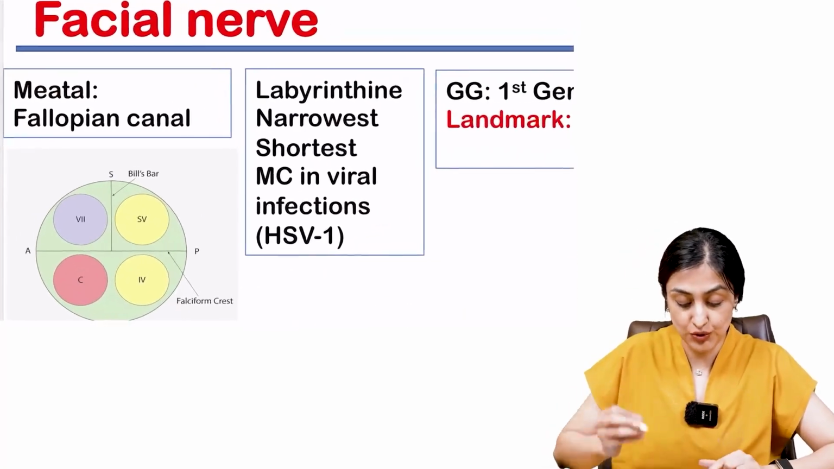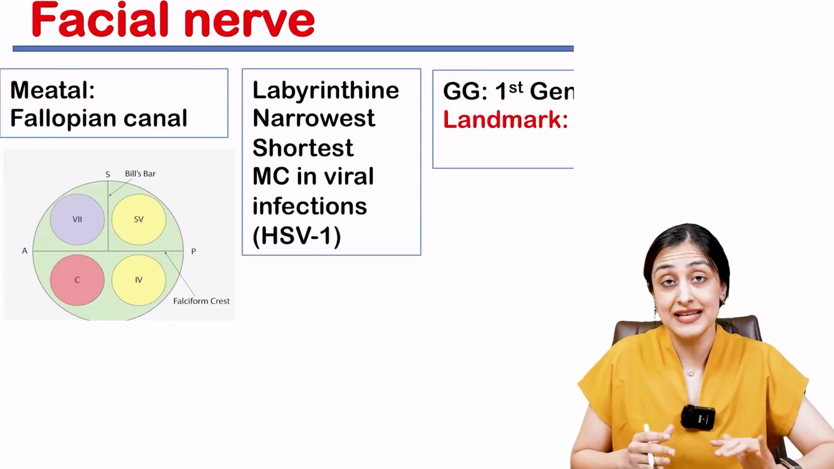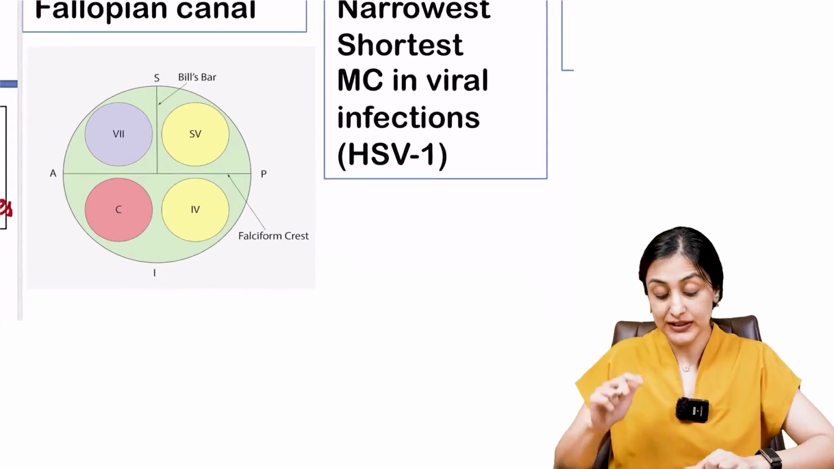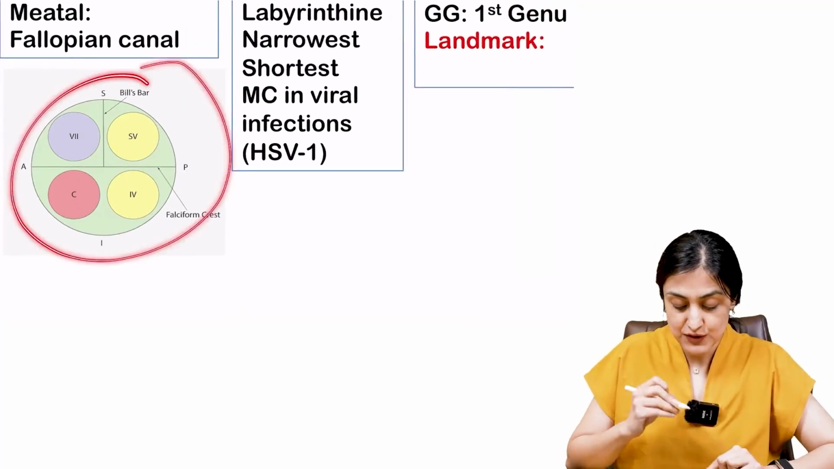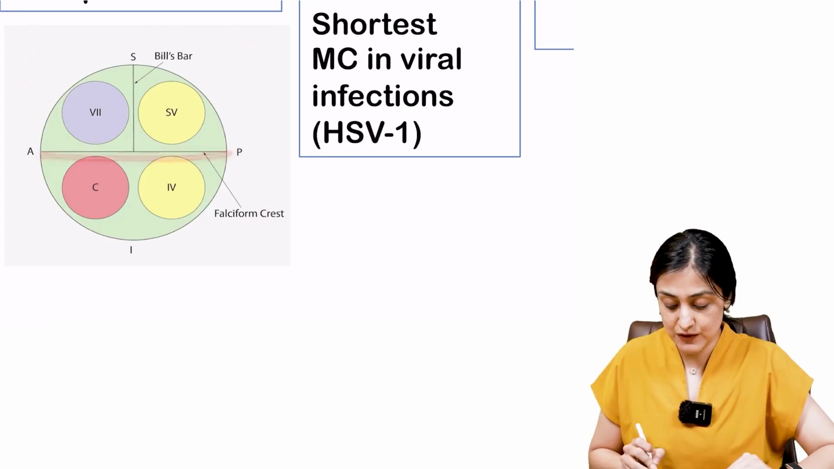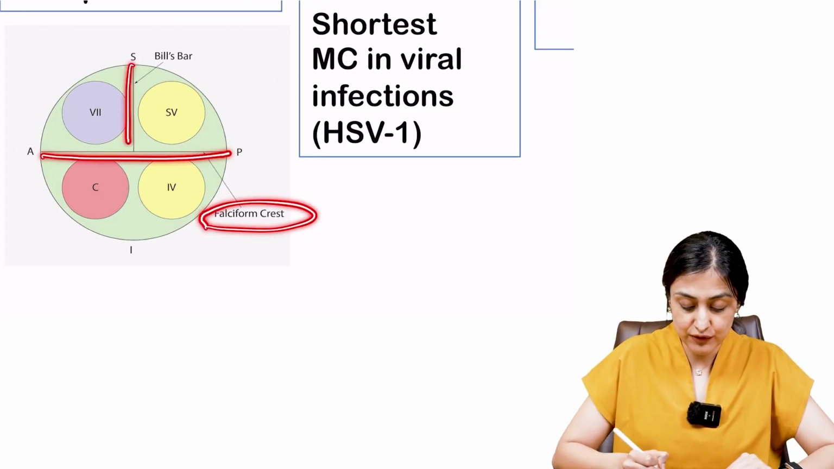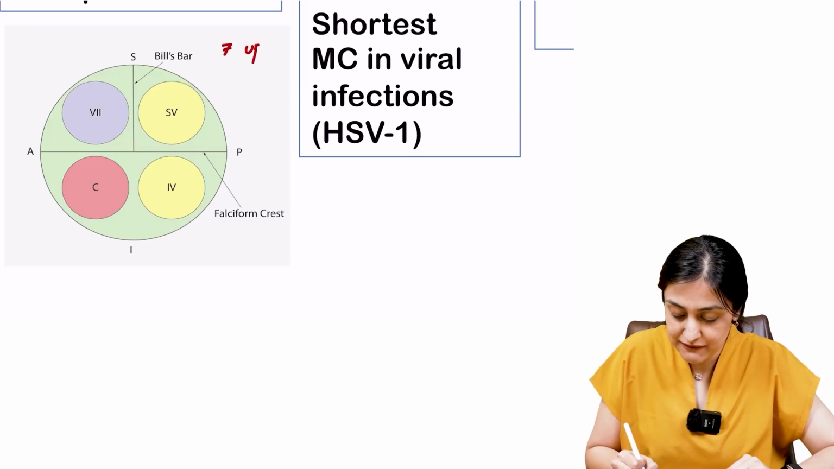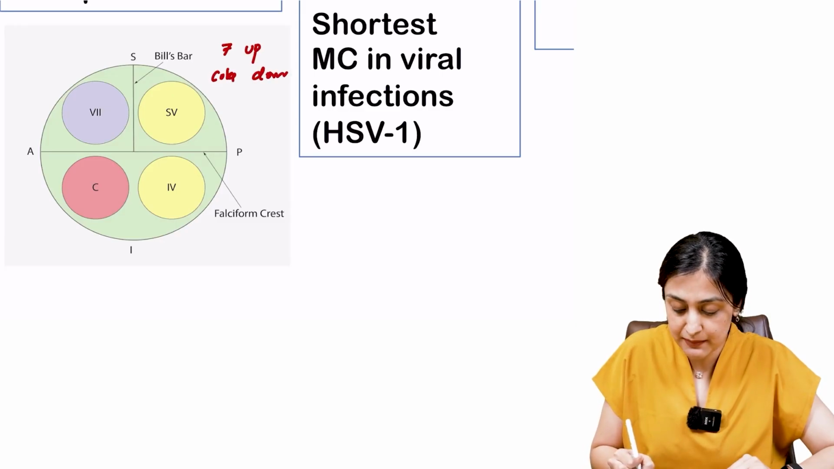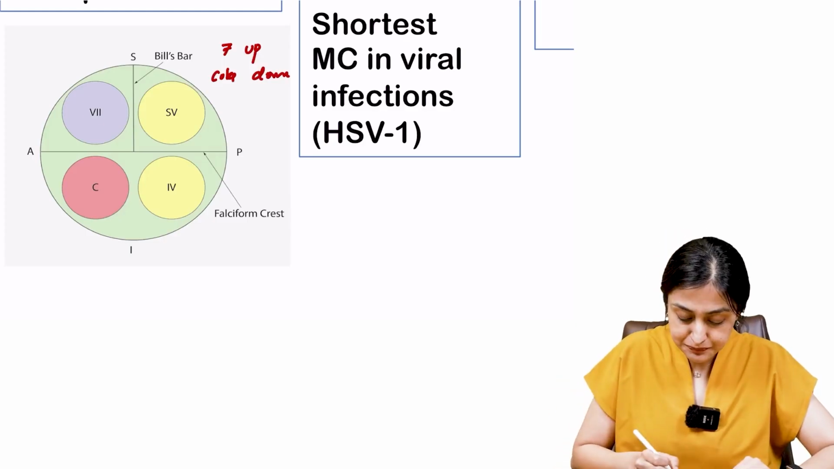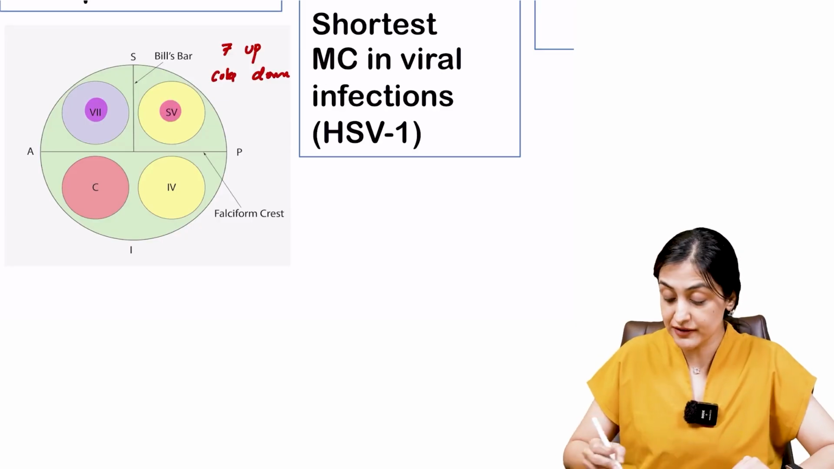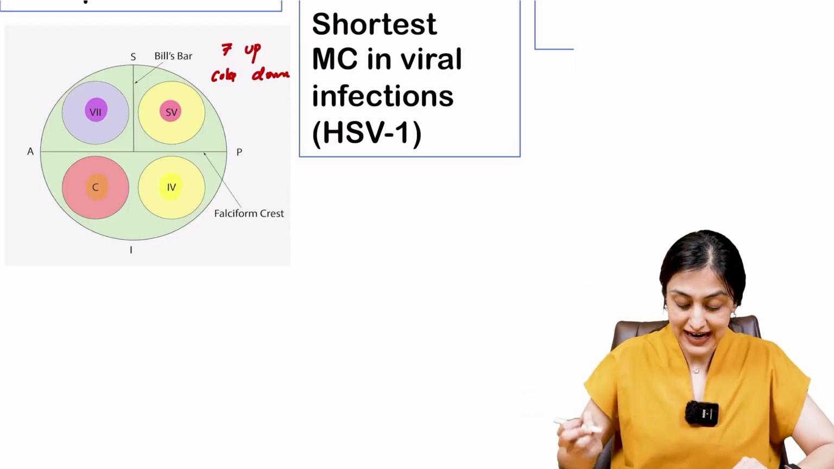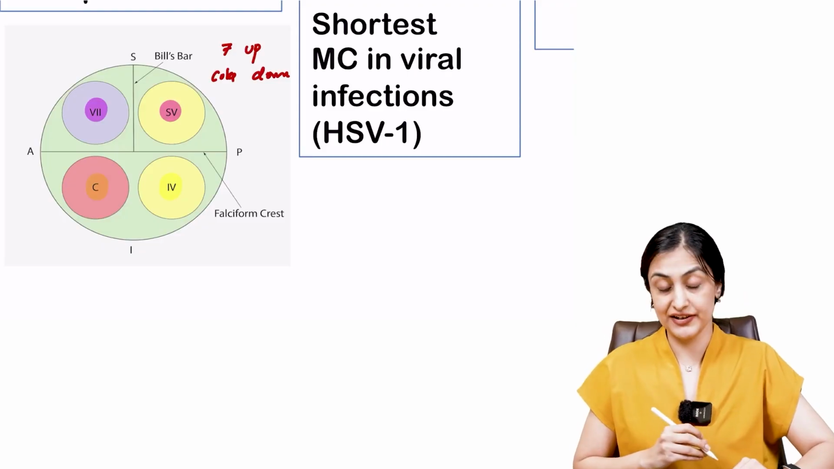So let's talk about the course of the facial nerve. So as soon as it arises from the pons, seventh and eighth cranial nerve enter the internal auditory meatus. What are the parts of the internal auditory meatus? So very, very important. The horizontal bony bar is called falciform crest, and there is a vertical bar called Bill's bar. So this is where the course is. Remember it as 7 up, Coke down. 7 up, 7 up, Coke down. Means 7 and superior vestibular nerve are located superiorly and Coke down. Cochlear and inferior vestibular nerve are arranged below.